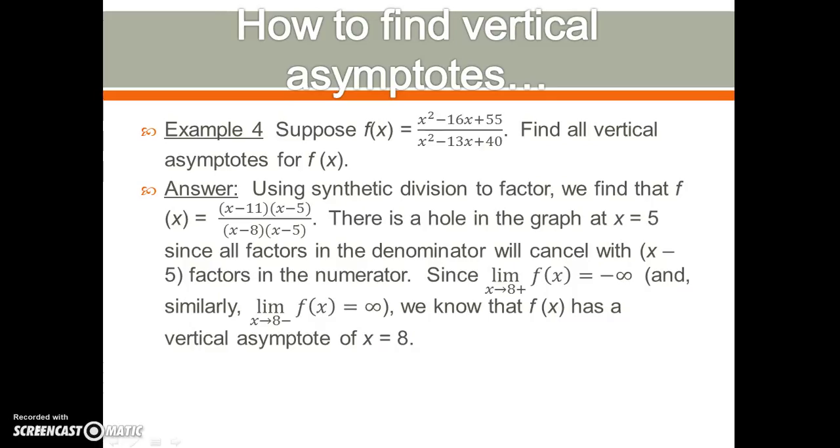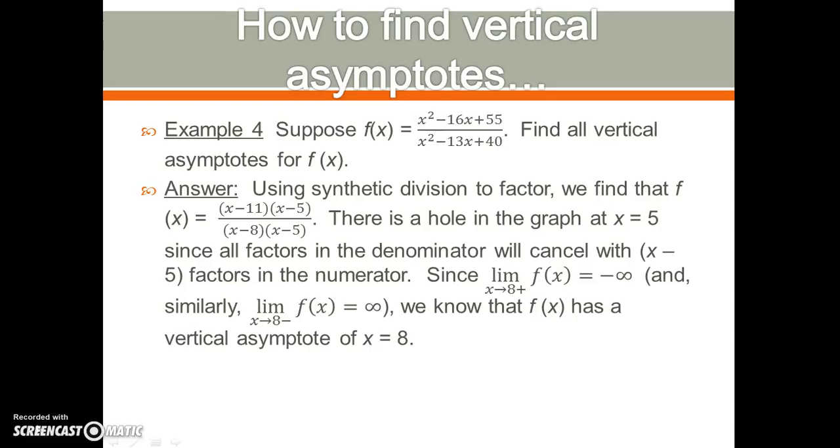So using synthetic division to factor, or just using regular factoring techniques, we find that f of x is x minus 11 times x minus 5 over x minus 8 times x minus 5. Since we can cancel out the factor at x is equal to 5, we end up with a hole in the graph at x is equal to 5. And this relates to what we just did a couple of reading quizzes ago, where we can actually find a numerical limit.